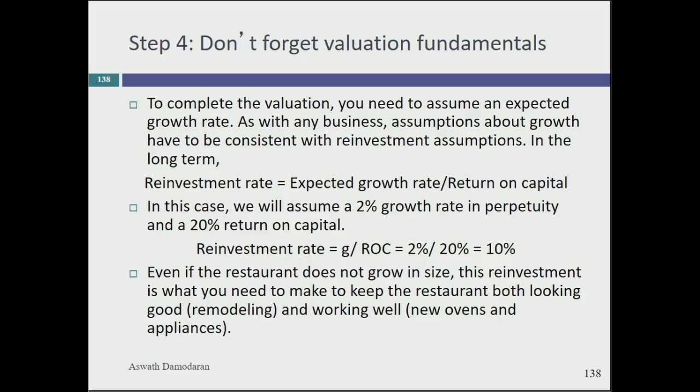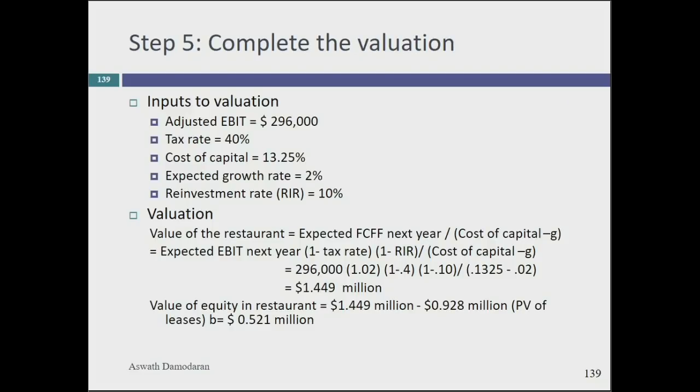I think we have all the pieces we need. Let's value this restaurant. First, I use the adjusted EBIT with a 20% drop for the key person discount, 40% tax rate, 13.25% cost of capital that reflects the total beta, a 2% growth rate and a 10% reinvestment rate. You plug the numbers in, you get a value for the restaurant of $1.45 million. Don't forget to subtract out the lease.